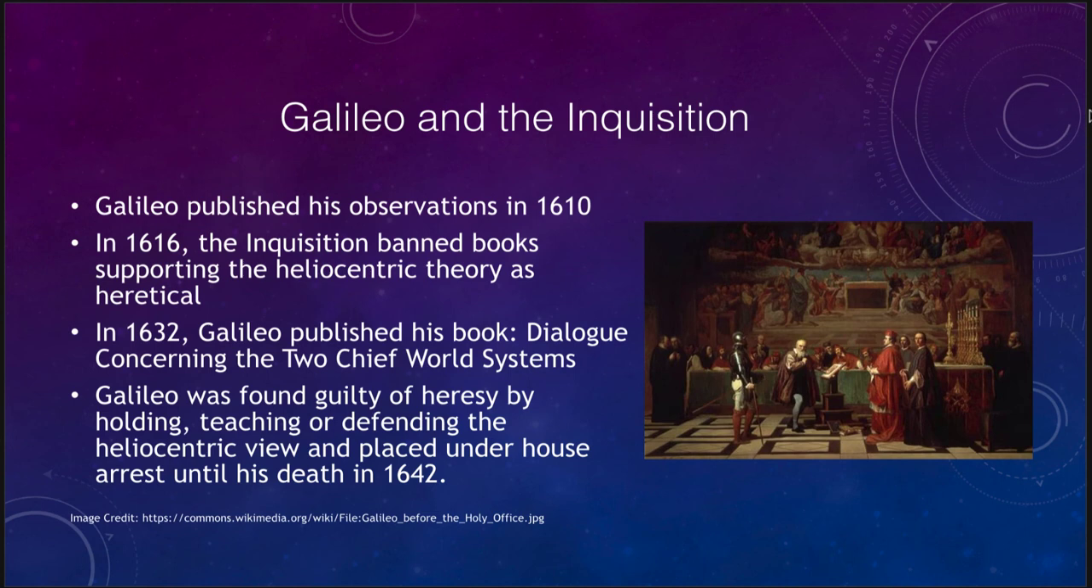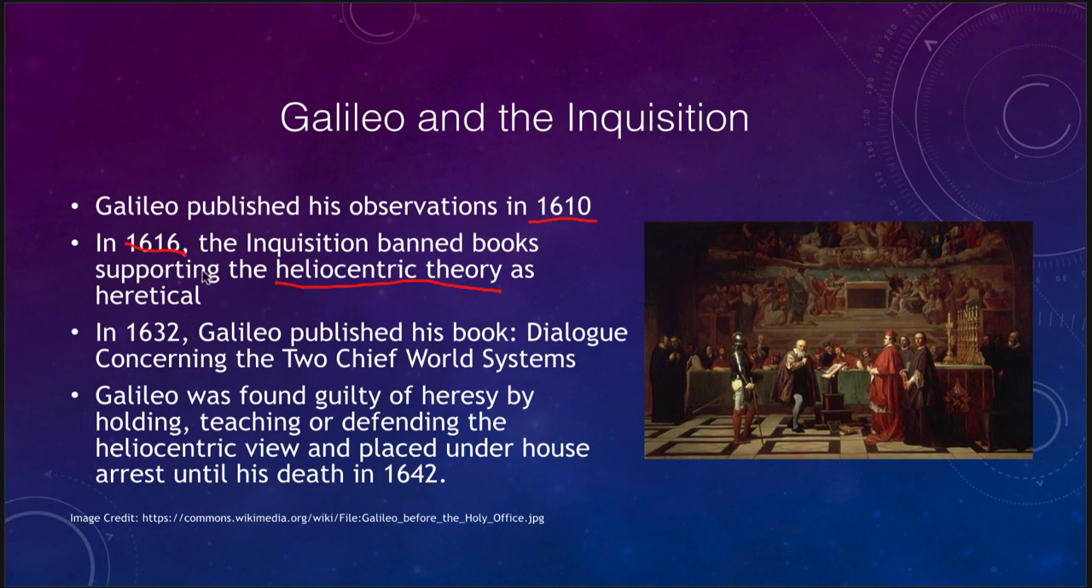Now, what happened with Galileo? Well, Galileo had some issues with the Inquisition, as you may have heard. He published his earliest observations as early as 1610. And just a few years later, in 1616, any books supporting the heliocentric theory were banned as heretical. So his books were banned at that point.